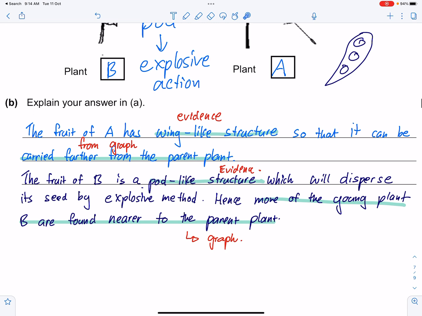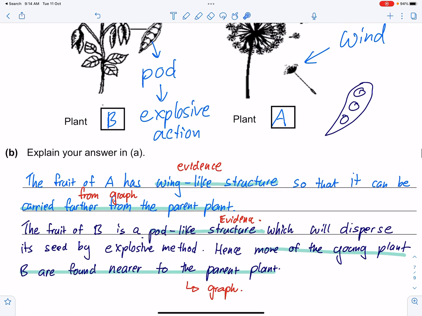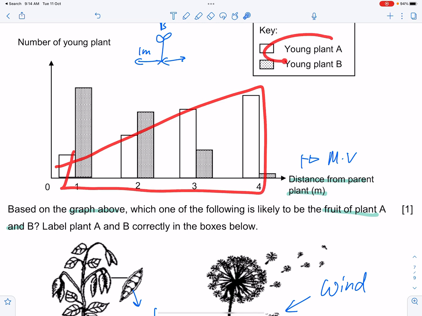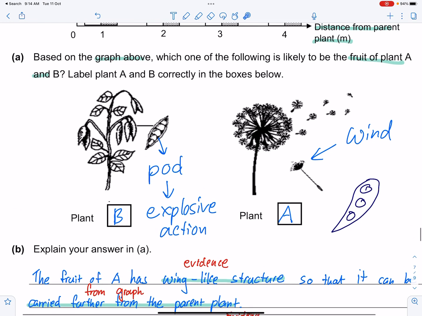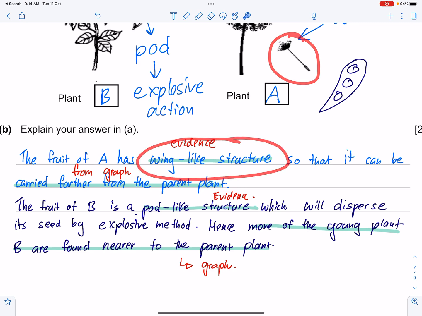other method. Like I say, for it to have this kind of data, especially for A, there are a few possibilities. It can be by wind, it can also be by animals or even by water. You see what I'm saying? So why is it by wind? Because you talk about the wing-like structure.